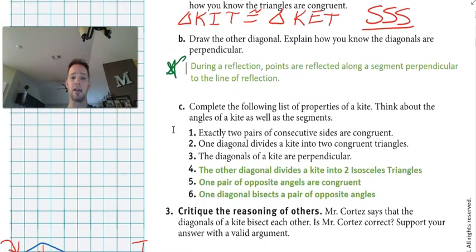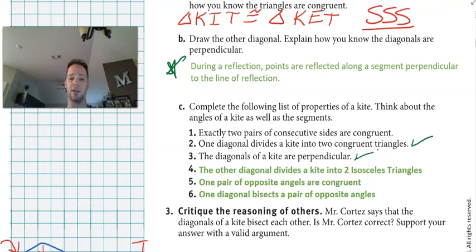All right. Complete the following list of properties of a kite. Think about the angles of a kite as well as the segments. So 3 of them were already listed here. Exactly 2 pairs of consecutive sides are congruent. That's the definition. The next one says one diagonal divides the kite into 2 congruent triangles. We already did that property, and the diagonals of a kite are perpendicular. Already talked about that one.